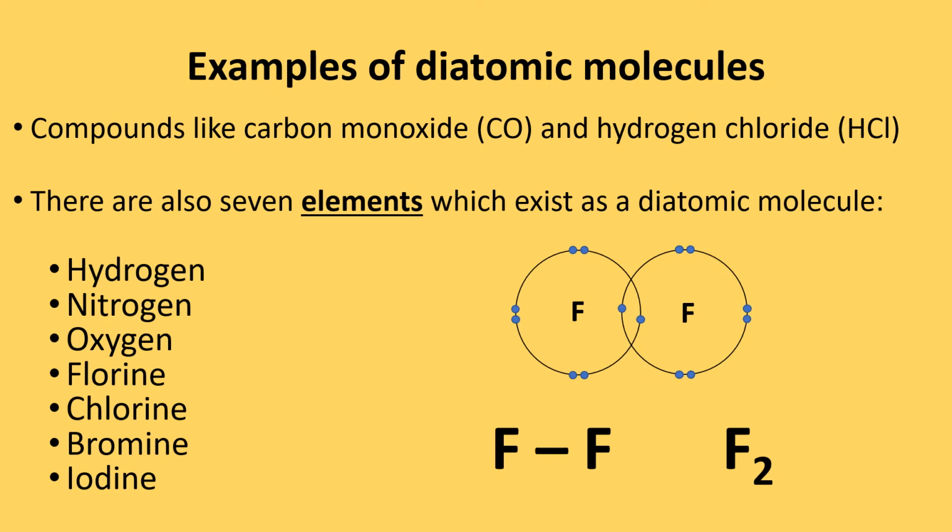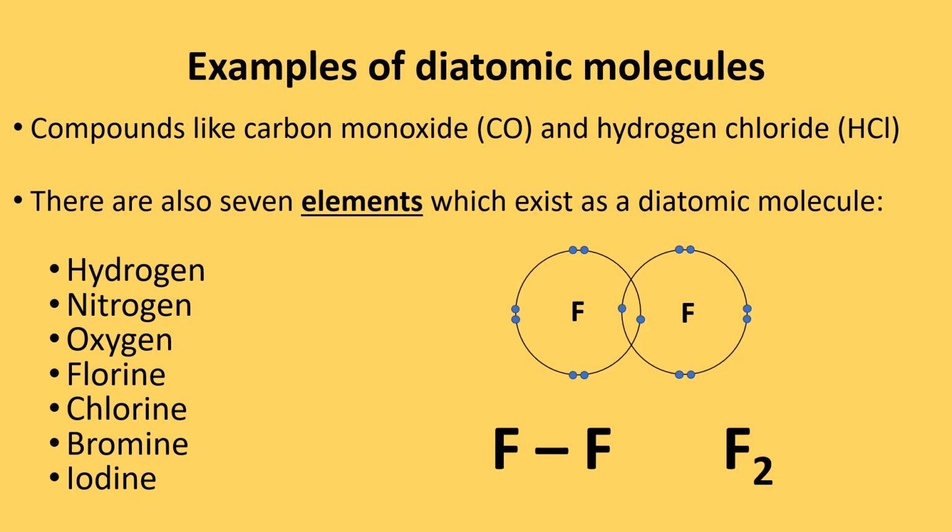So quite often the confusion comes not with the term diatomic, but actually with the difference between a diatomic molecule and a diatomic element. So first things first, a diatomic molecule can be any chemical that contains only two atoms in a molecule type structure. So a good example would be the gas carbon monoxide, which is a poisonous gas, and also hydrogen chloride, which is the gas that goes on to make hydrochloric acid.